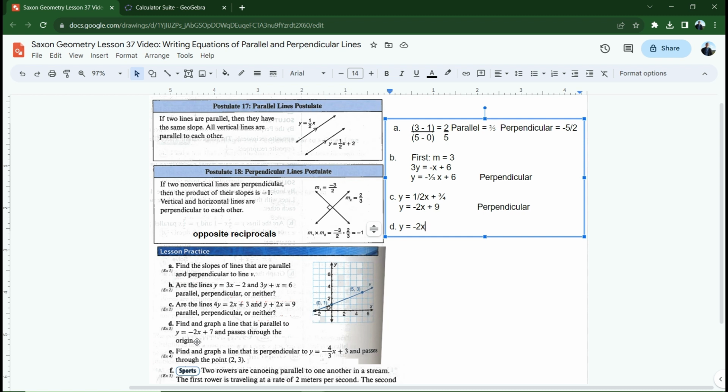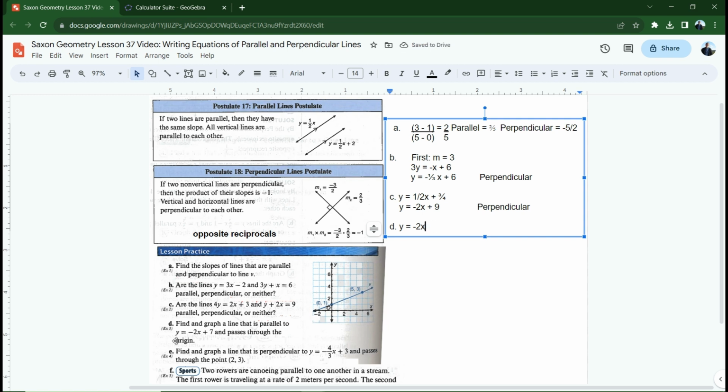The only thing that's going to change, if it passes through a different set of points but has the same slope, is the y-intercept. And it passes through the origin. Well, the origin is at y equals 0, right? So anything that passes through the origin has a y-intercept of 0. Therefore, my equation is y equals negative 2x plus b, where b is 0, so plus 0, or just y equals negative 2x.